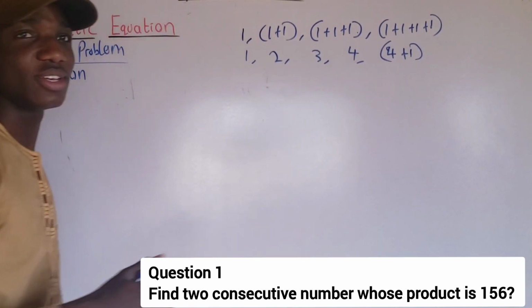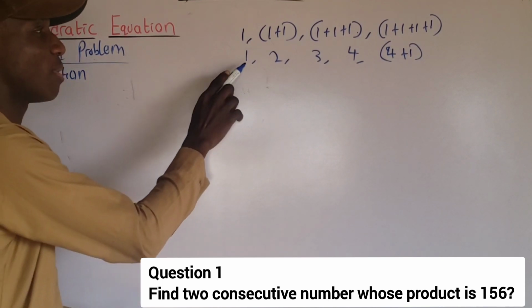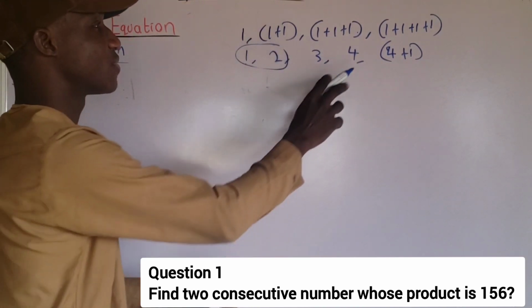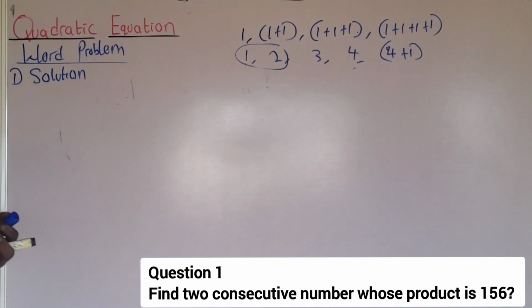When we talk about two consecutive numbers, it means the numbers differ by 1. For example, if the first number is 1, the second number must be 2. If the first number is 4, the second number must be 4 plus 1, which is 5. Now let's go back to the question. The reason why I delve into that is so that when you come across this question in an exam and you see two consecutive numbers, you know they are numbers that differ by 1. The difference between the two numbers is 1. Now we are given, find two consecutive numbers whose product is 156.